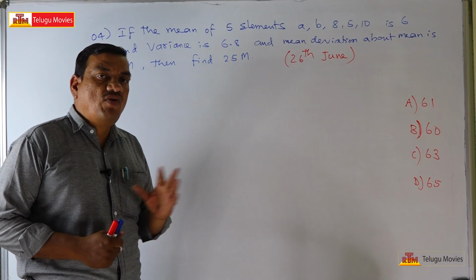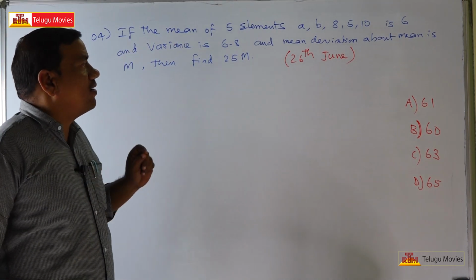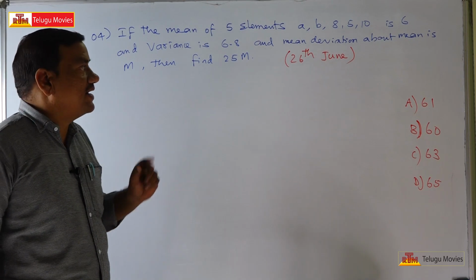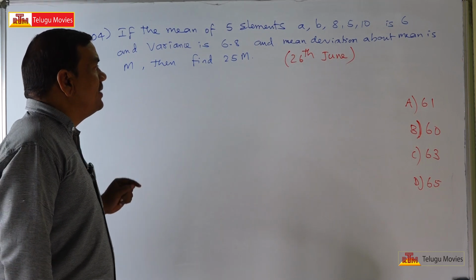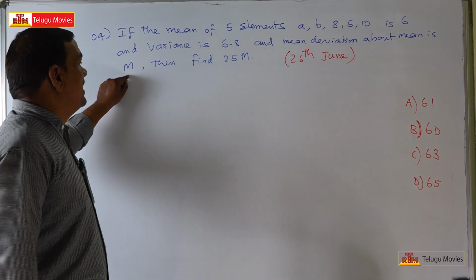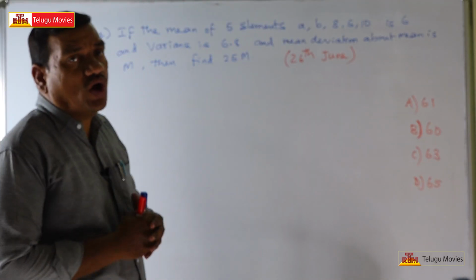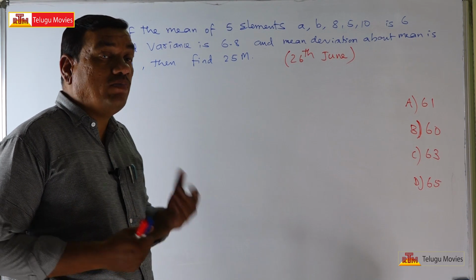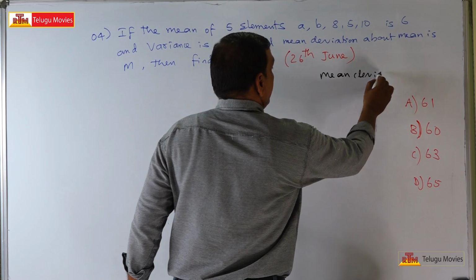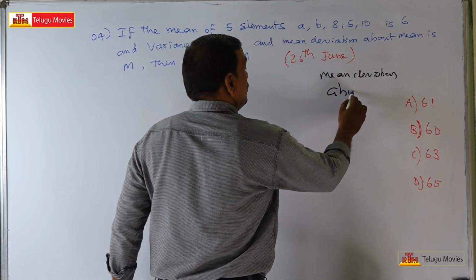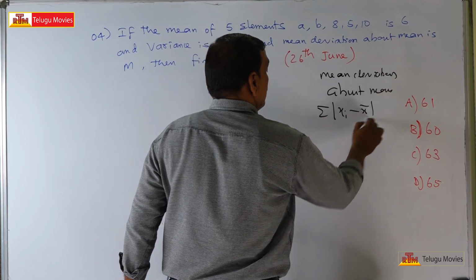So dear students, welcome to the fourth problem. If the mean of 5 elements a, b, 8, 5, 10 is 6 and the variance is 6.8, very good, and the mean deviation about the mean is m, then find 25m. So altogether you have to find the mean deviation about the mean. Mean deviation about the mean means sigma of xi minus x bar, divided by n.